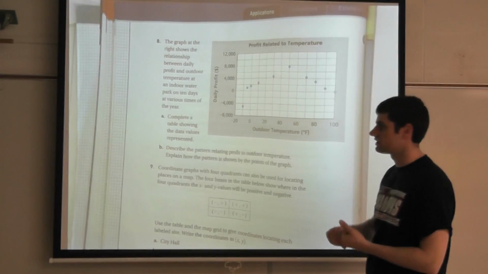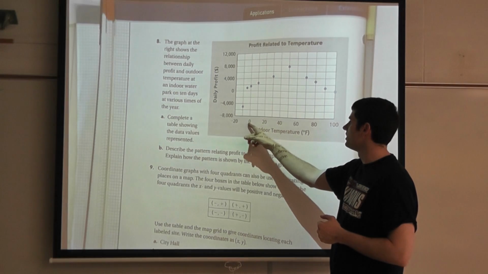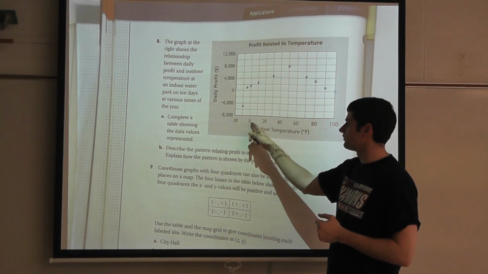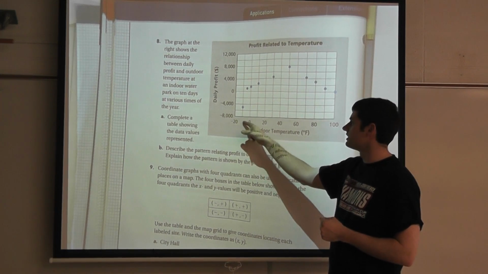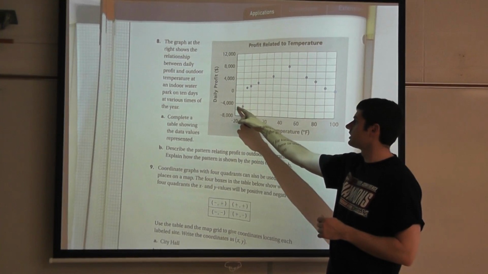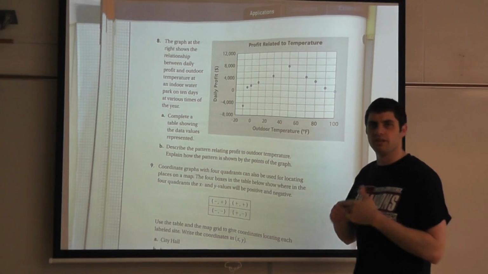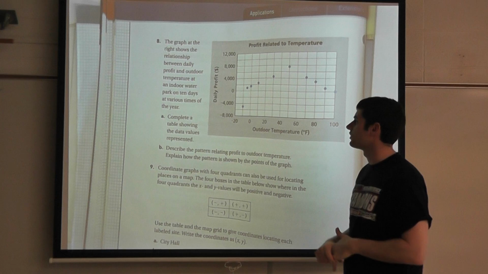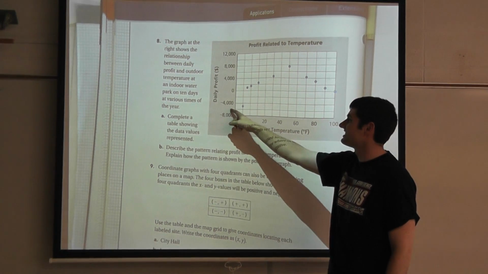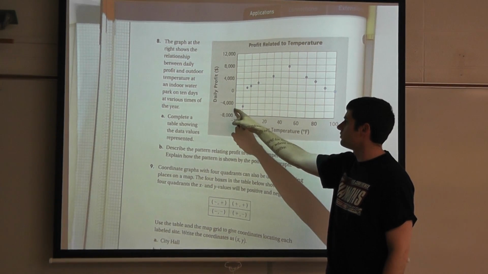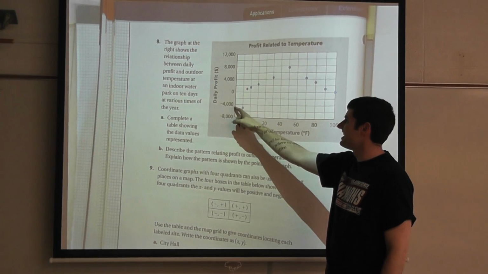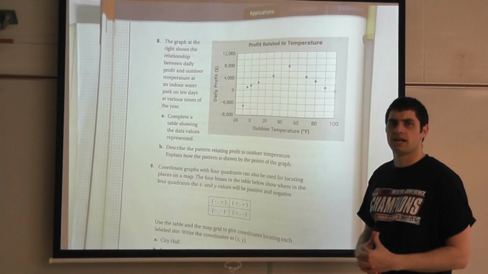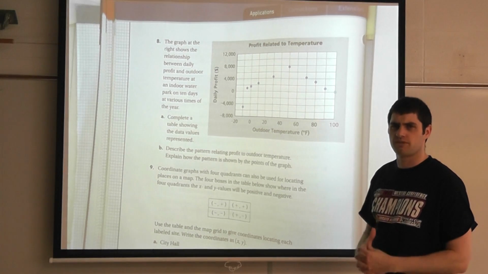Let's look at what this graph is showing us. At the bottom it tells me degrees. What's halfway between negative 20 and 0? Negative 10 degrees. Then I look at the vertical axis to see what negative means here. Between negative 8,000 and negative 4,000 would be negative 6,000, and halfway between negative 6,000 and negative 4,000 is negative 5,000. So on a day when it's negative 10 degrees outside, my profit is negative 5,000.